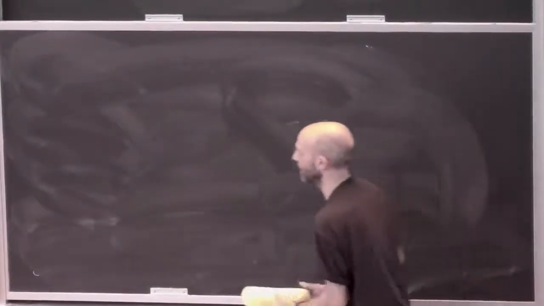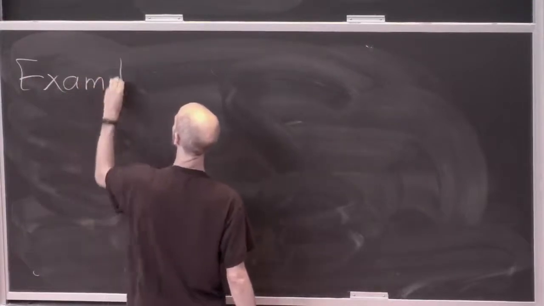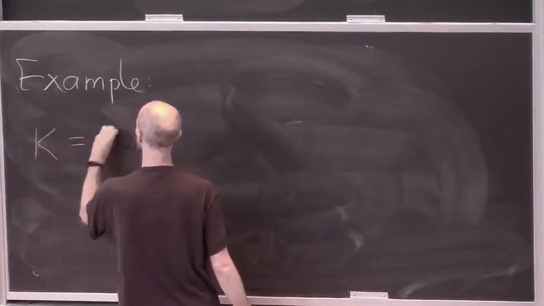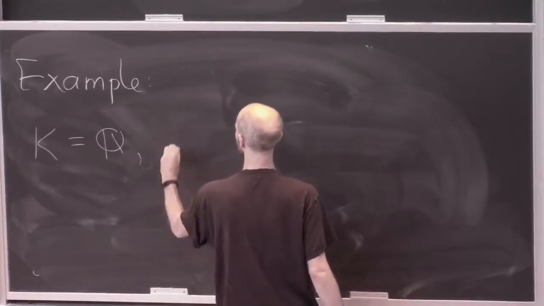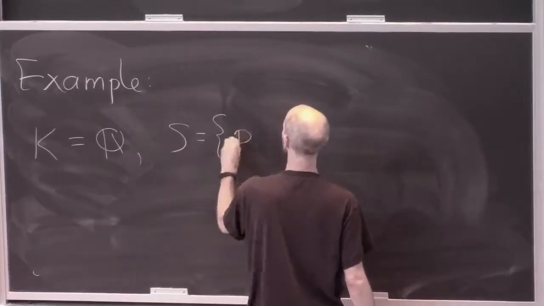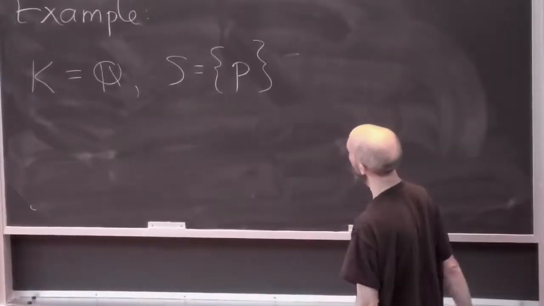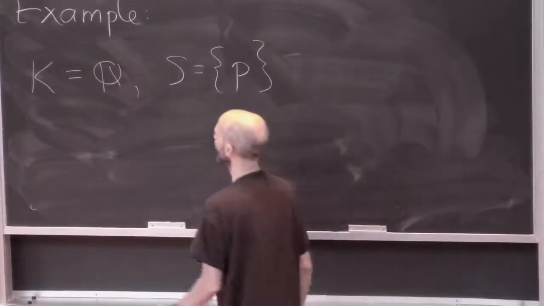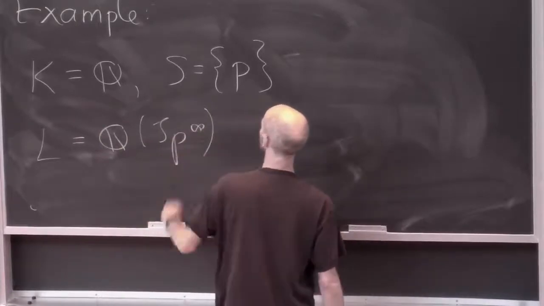Great. Let's do an example. Let's do the cyclotomic character. Let K be Q, and let S be p. And let L be Q(zeta_{p^infinity}).